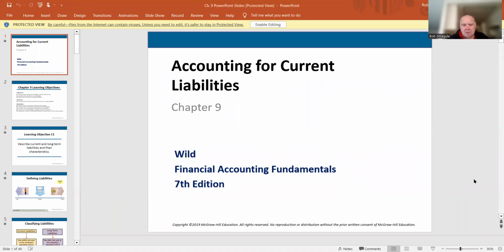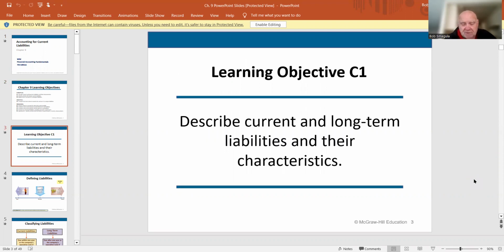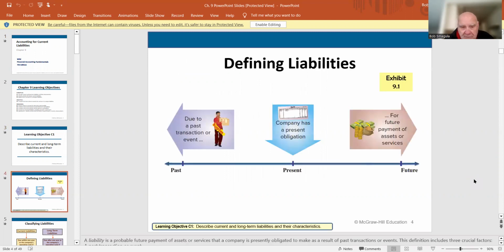And we're going to talk about current liabilities. To start, we know what a current liability is. Any debt that's going to be satisfied within a year. We owe somebody money, we need to pay it within a year. That is a current liability. Otherwise, non-current liabilities.